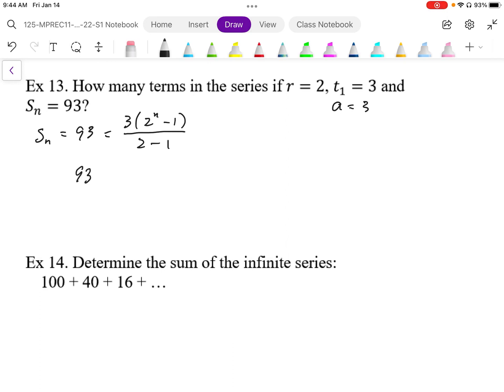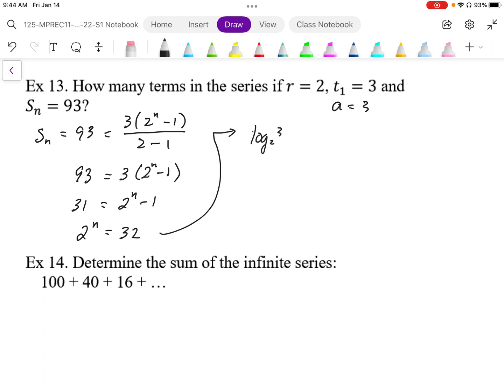So I get 93. The denominator is 1. So I end up with 3 times 2 to the power n minus 1. I can solve this by dividing by 3. So I get 31 equals 2 to the power n minus 1. 2 to the power n equals 32. I can use a log to solve this, but I know that log base 2 of 32 is equal to n, which is 5. So n equals 5. Actually, I should write it equal to n, and then n is equal to 5. So there's our solution.